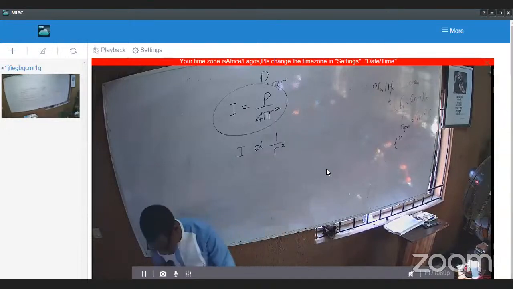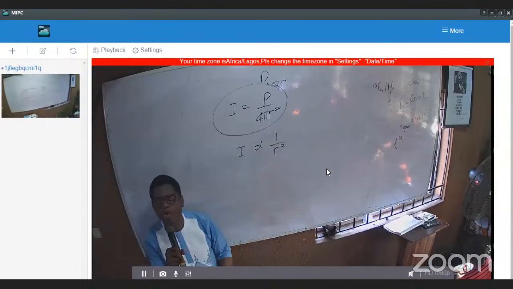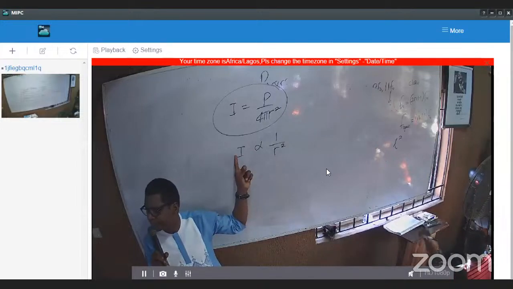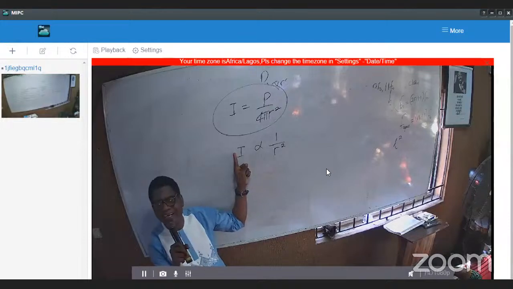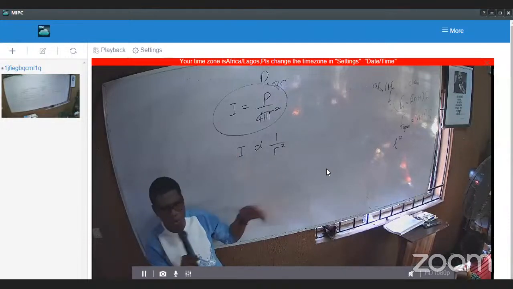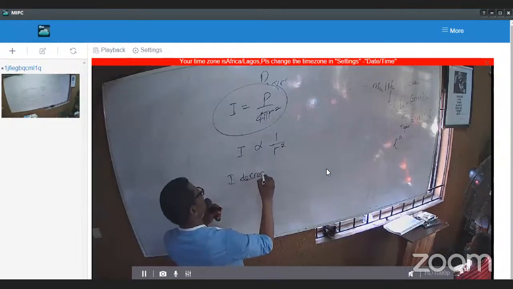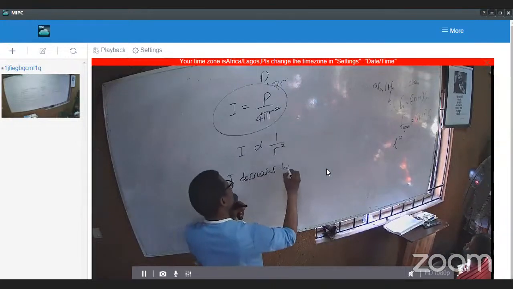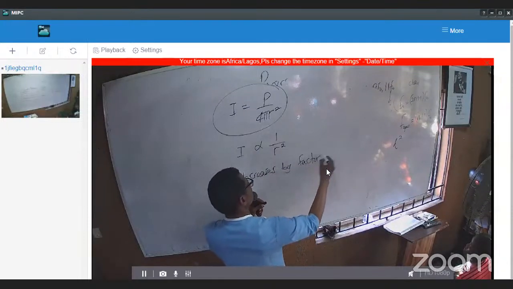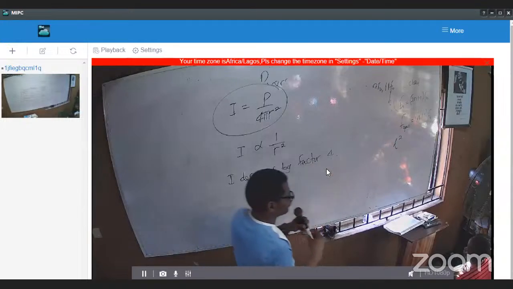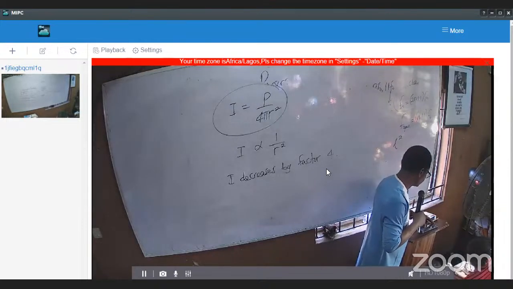What happens to the r? Check the question. When you increase r, what happens to I? It decreases. So when you increase r by a factor of 2, our I will decrease by what? Factor 4. That's the answer. I decreases by a factor of 4. And these are likely questions, we're not just doing something for fun. Inverse square law. Look at that formula.